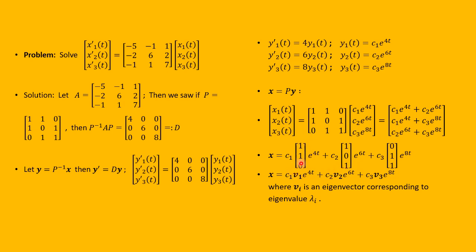Now, if we call this vector v1, this vector v2, and this vector v3, we notice that v1, v2, and v3 are the eigenvectors for this matrix A up here, corresponding to the three eigenvalues that we had, which were 4, 6, and 8. So we can see that x is an arbitrary constant c1 times an eigenvector v1 times e to the 4t, plus another arbitrary constant c2 times v2 times e to the 6t, plus c3 times another eigenvector v3 times e to the 8t, where v sub i is an eigenvector corresponding to the eigenvalue lambda sub i.